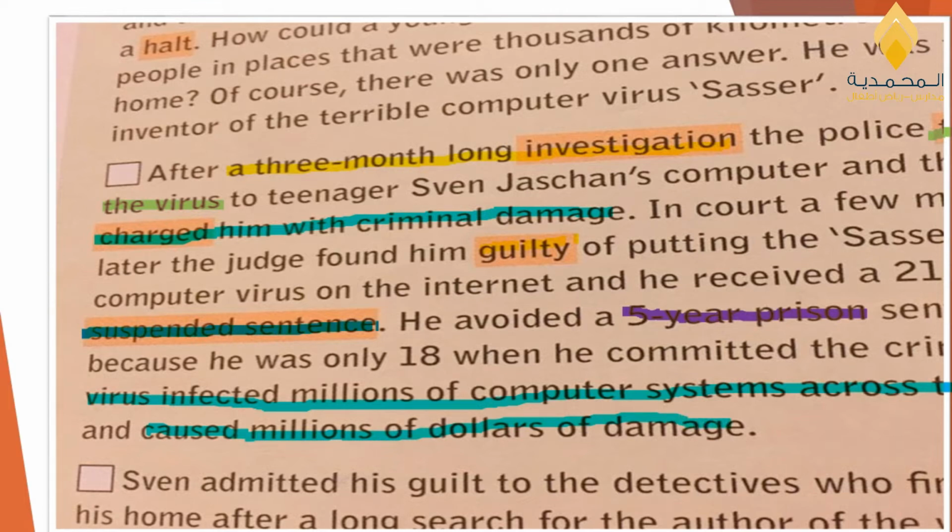As you can see in this paragraph, it took them about 3 months until they found Sven. After they found him, he went into court. The court found him guilty and they punished him. But because he was 18 at that time, he didn't go to a grown-up prison. Instead, he had a 21-month suspended sentence. So his punishment was delayed because he was so young, even though he caused a lot of damage.